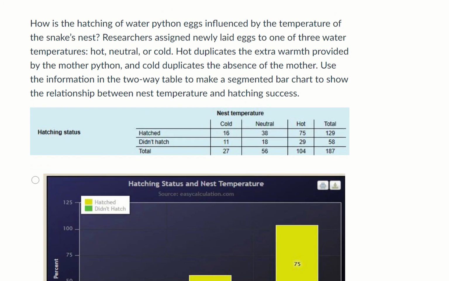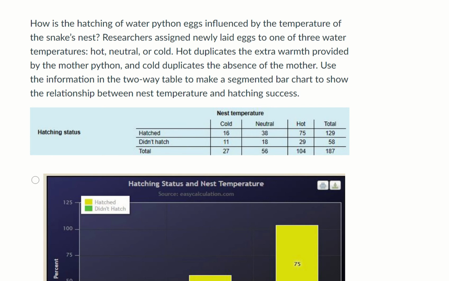Okay, so next question. How is the hatching of water python eggs influenced by the temperature of the snake's nest? Researchers assign newly laid eggs to one of 3 water temperatures, hot, neutral, or cold. Hot duplicates the extra warmth provided by the mother python, and cold duplicates the absence of the mother. Use the information in the two-way table to make a segmented bar chart to show the relationship between nest temperature and hatching success.